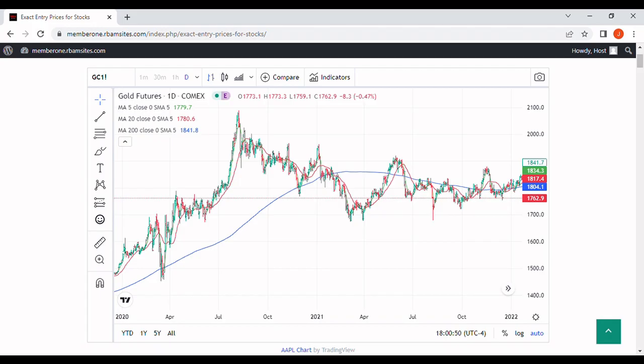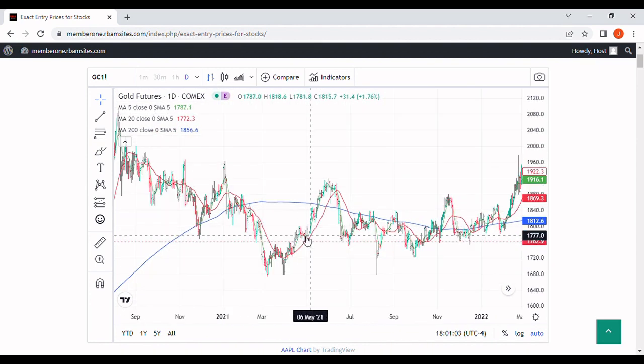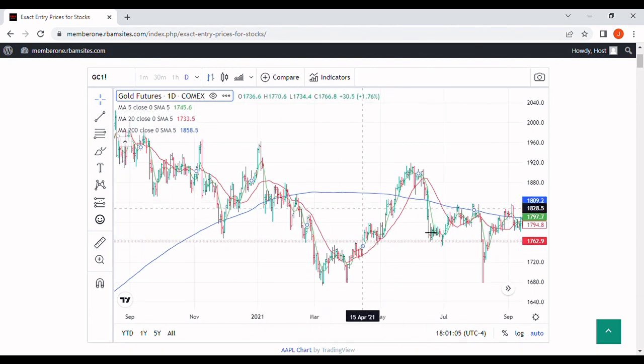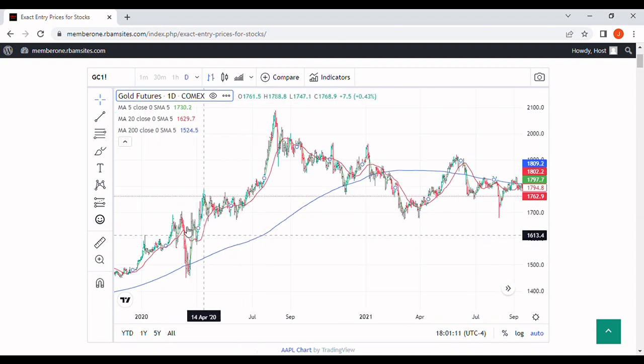We're going to do a quick video here on gold price prediction, and we're looking at the gold futures contract, GC. This is traded on the COMEX exchange, and this is a one-day chart. We have three moving averages on here: a 5-day in green, a 20-day in red, and a 200-day in blue.